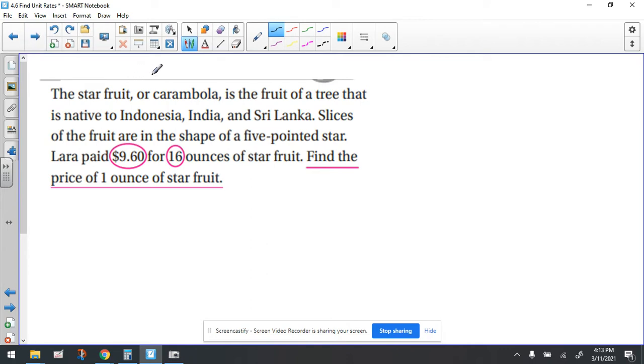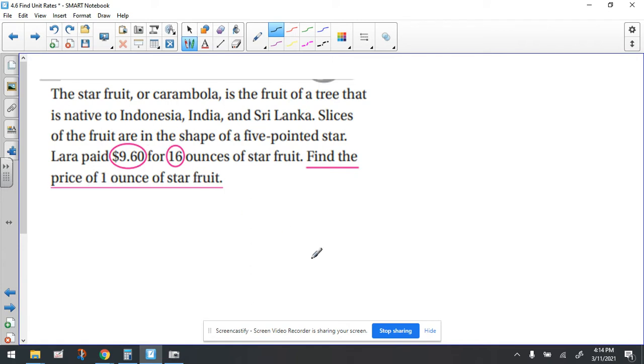The starfish, or carambola, is the fruit of a tree that is native to Indonesia, India, and Sri Lanka. Slices of the fruit are in the shape of a 5-pointed star. Lara paid $9.60 for 16 ounces of starfruit. Find the price of 1 ounce of starfruit.